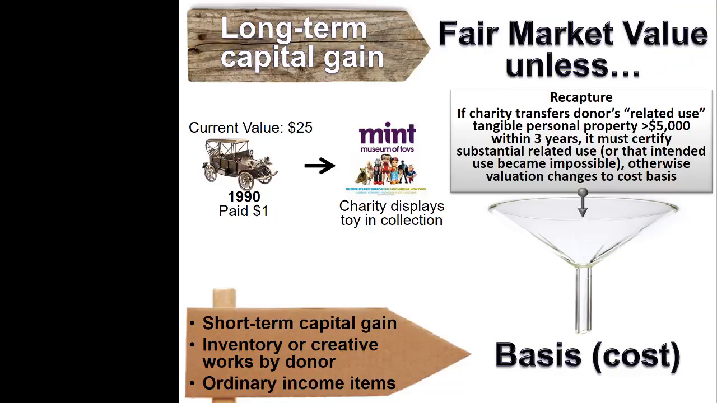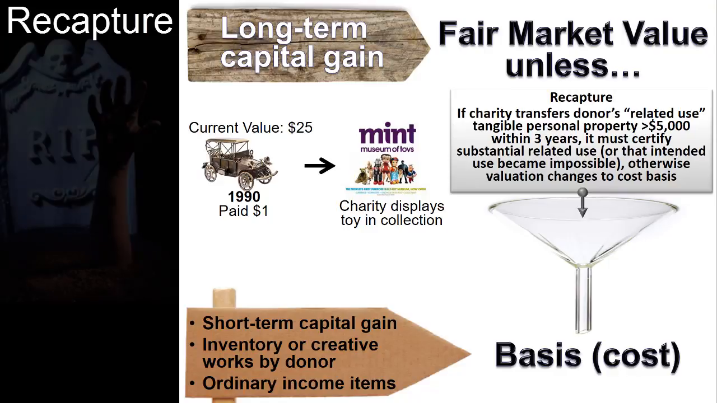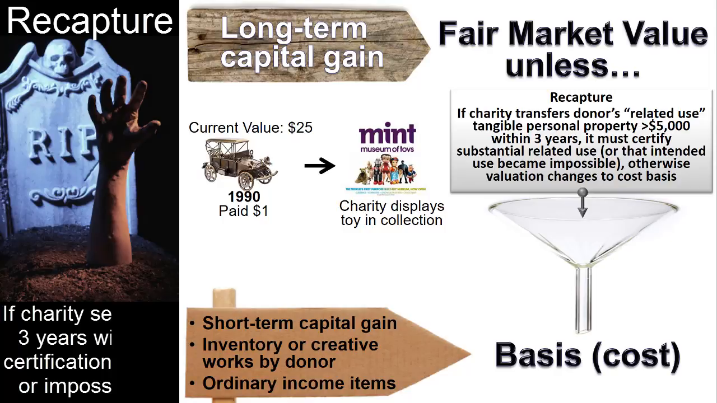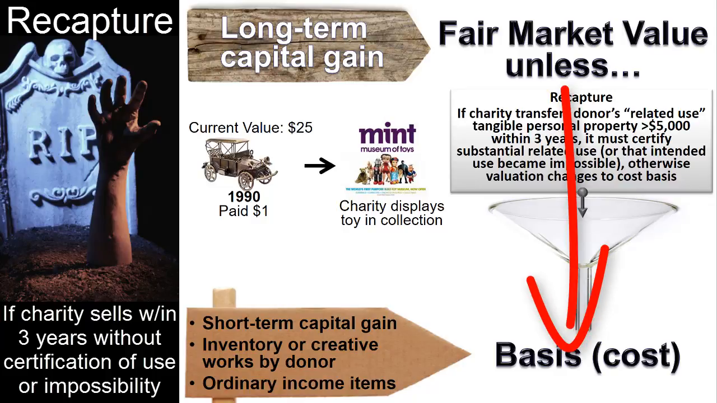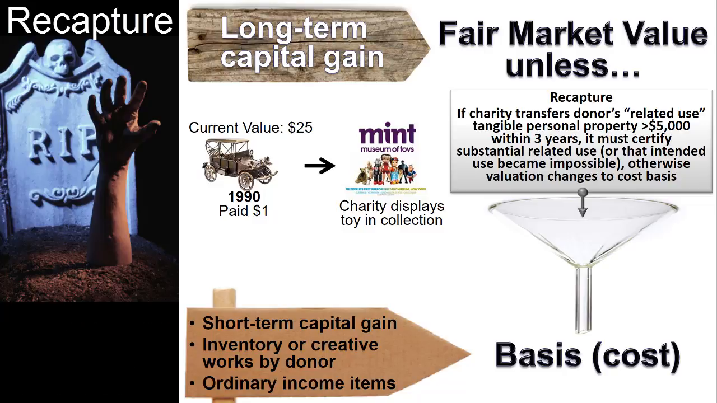In this case, abuse is limited by the recapture rule. If a charity sells or otherwise transfers the property item within 3 years, the valuation could change from fair market value to cost basis. Such a change of valuation would require the donor to amend his or her tax return to reflect the lower deduction. This recapture rule applies only to tangible personal property worth more than $5,000. The IRS does not want to hassle with recapture for small gifts.